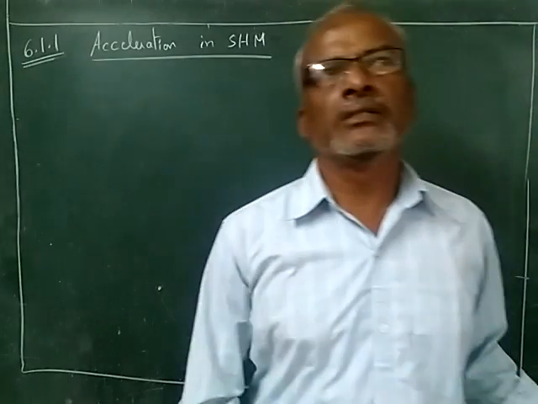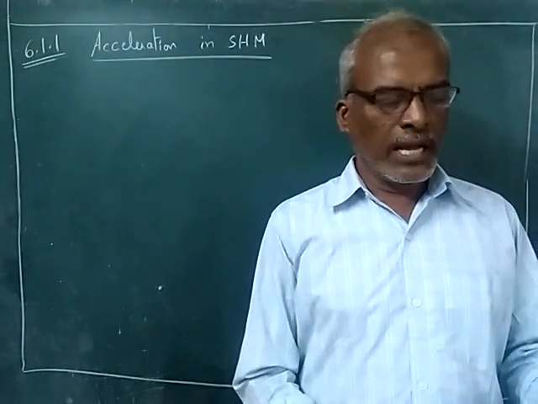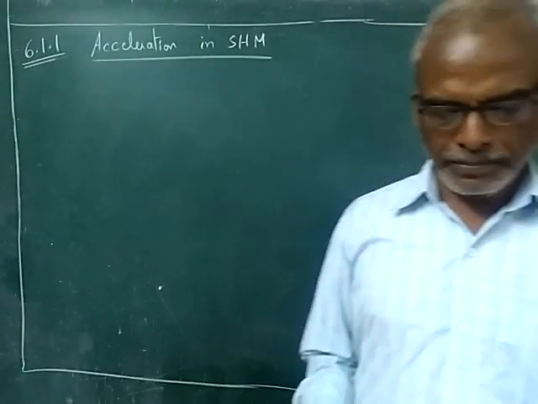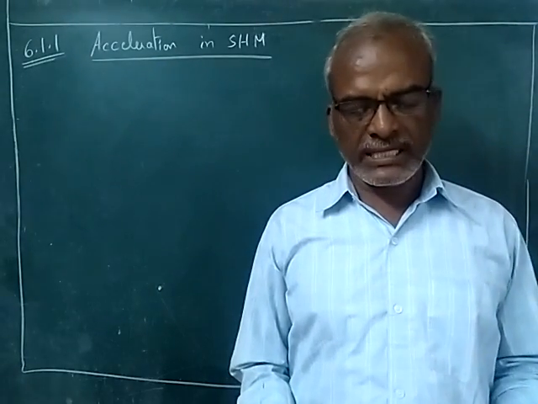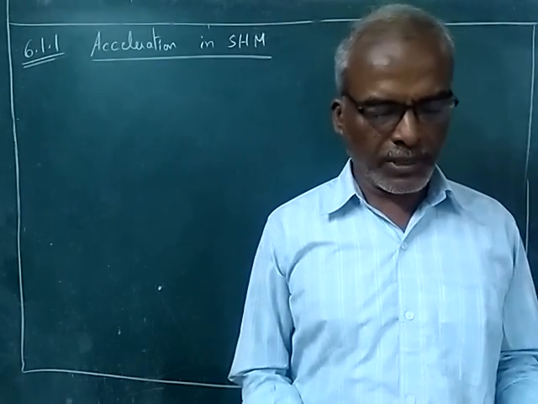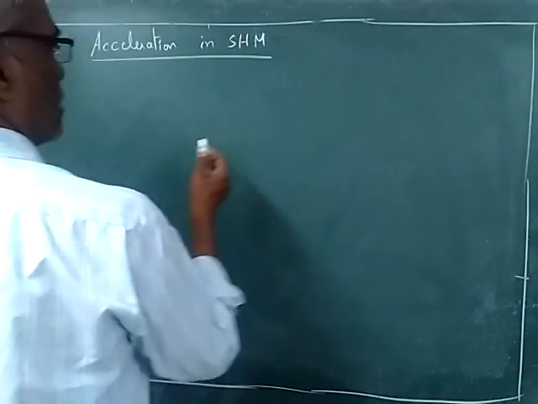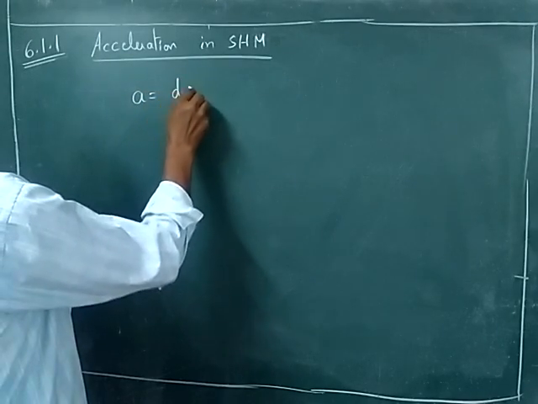Hello viewers, today we are going to see about acceleration in simple harmonic motion. The rate of change of velocity is the acceleration of the vibrating particle. So acceleration is given by dv by dt.